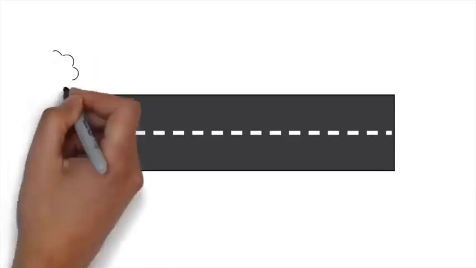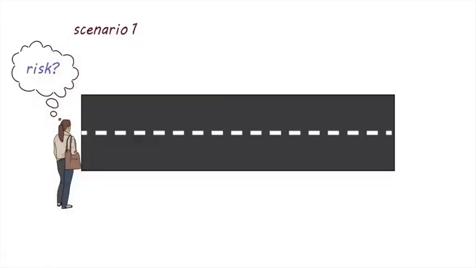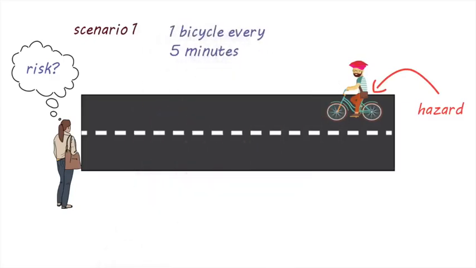Say you have to cross a road, and you're trying to figure out what the risk associated with this is. Let's take a look at some different scenarios. In the first scenario, our hazard is a bicycle. Let's assume there are only bicycles allowed on this road. Let's also assume that the road is not that busy and there's only one bicycle every 5 minutes on that road.